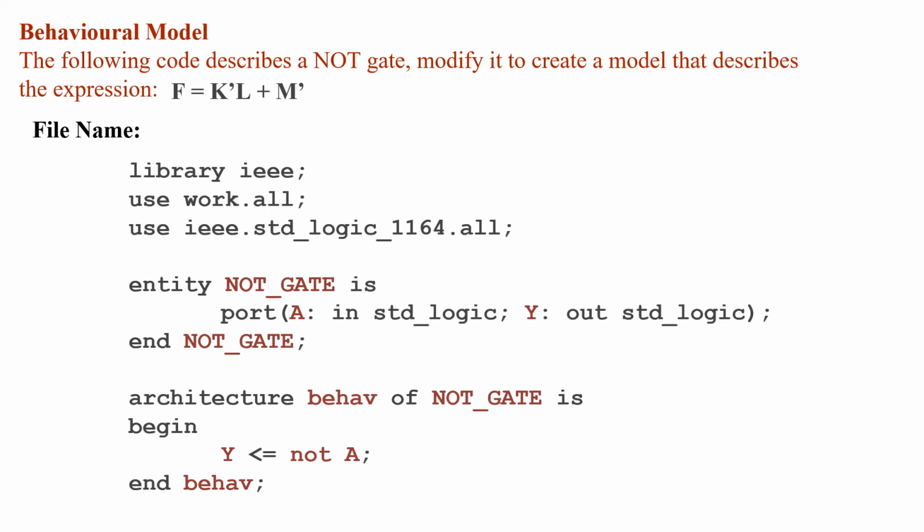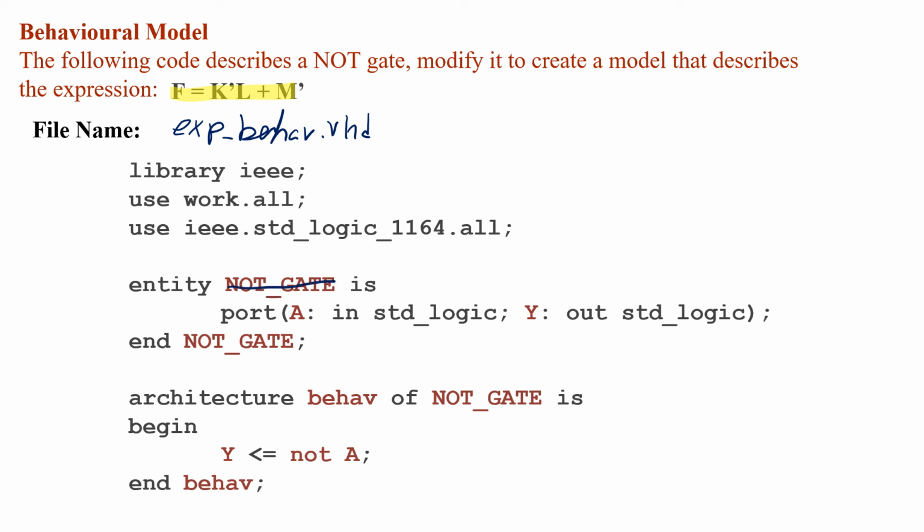Now we'll use the same file for the NOT gate that we used earlier, but this time we want to modify it to create a model that describes a logical function, which is F is equal to not K and L or not M. So I'm going to decide to call the file, for example, exp_behave.vhd. Exp is short for expression, and behave is short for behavioral modeling.